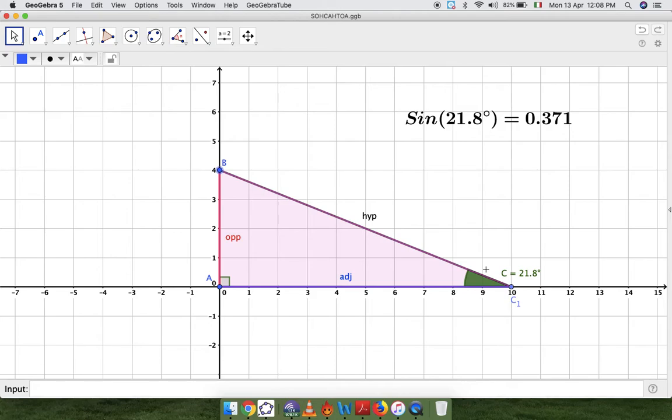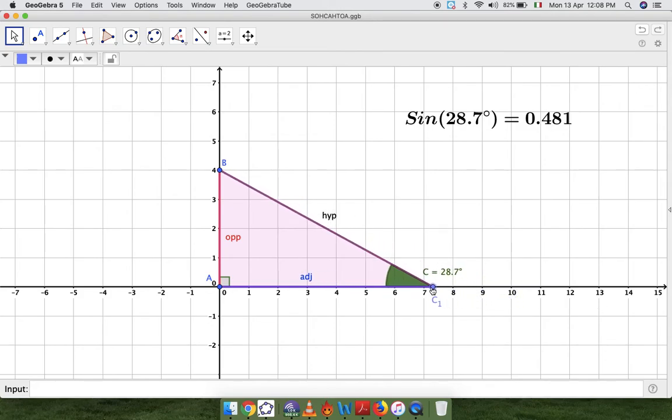This is the opposite length. So what happens when I bring it closer? When I bring it closer, the opposite side is going to stay at 4. That's not going to budge, that's not going to move. But you'll see that the hypotenuse is going to decrease here. So when I bring it in, how about 5?